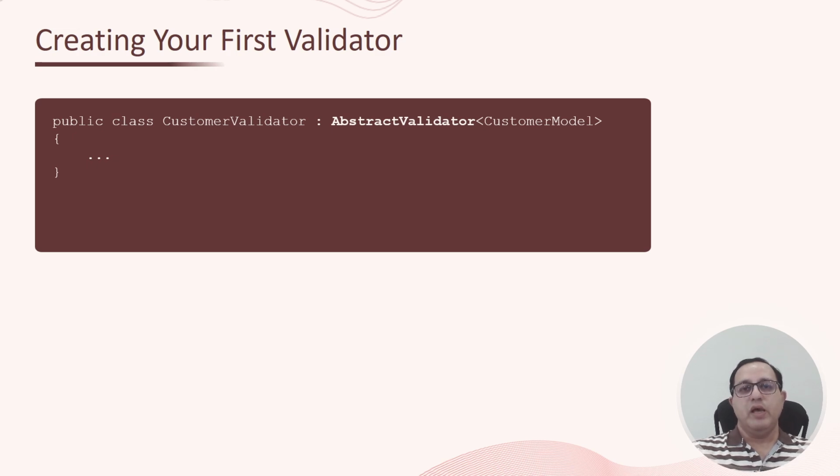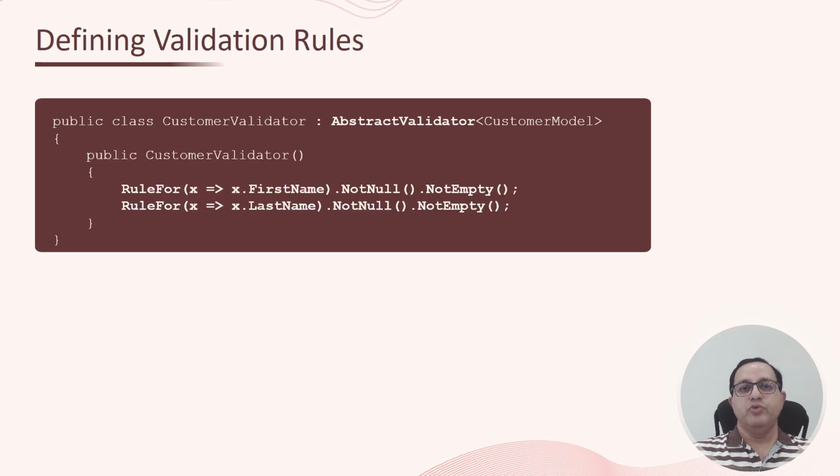You need to create a class that inherits from this generic AbstractValidator class, and then you can specify the model or the class you want to validate. In our case, it's a customer model class. Custom validation rules can be defined in the constructor of the class.